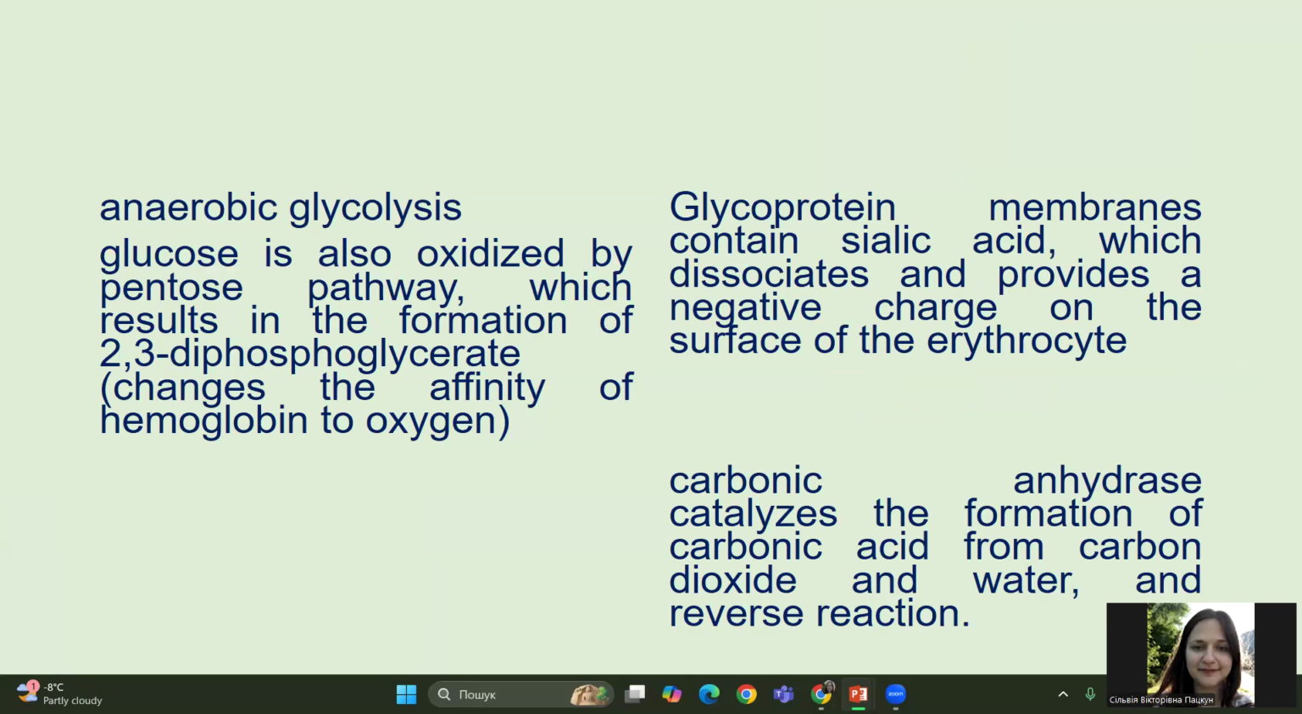So some character features for erythrocytes. The glycoprotein membranes contain sialic acid, which dissociates and provides negative charge on the surface of erythrocytes when its membrane is damaged. Carbonic anhydrase catalyzes the formation of carbonic acid from carbon dioxide and water and the reverse reaction.